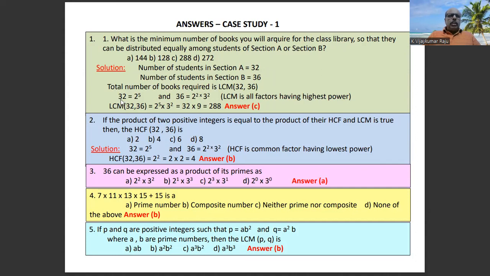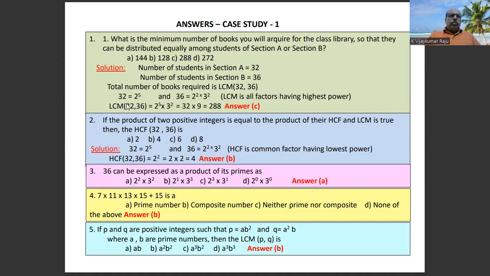So the factorization of 32 is 2 multiplied 5 times, that is 2 raised to 5. And the factorization of 36 is 2 times 2 times 3 times 3, that is 2 squared into 3 squared. So this is the factorization of 36, and this is the factorization of 32. Okay. Now to find the LCM, you have to consider all the factors, and those factors having the highest power must be considered.